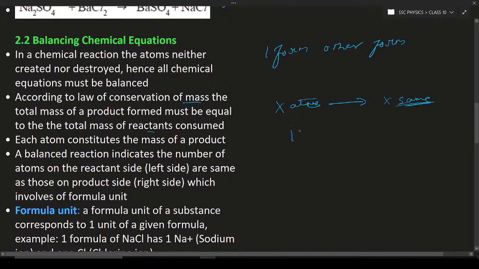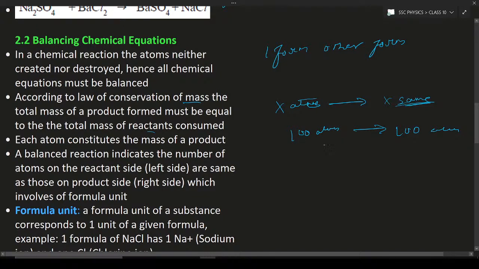So let us consider 100 atoms are there before the reaction, and the same 100 atoms should be there in the product side after the reaction. They may change into other substances or other states, it doesn't matter, but the atoms should not decrease or increase during the chemical equation.